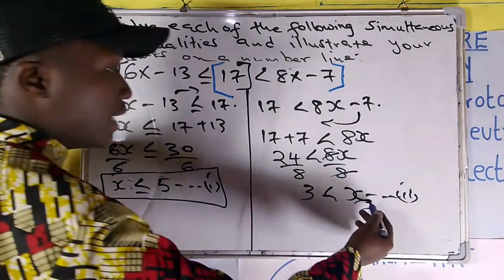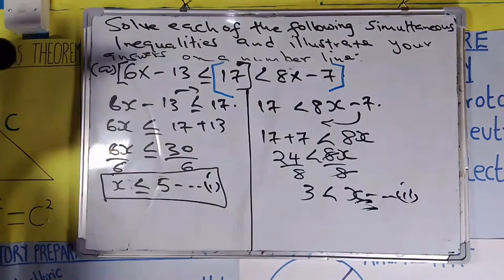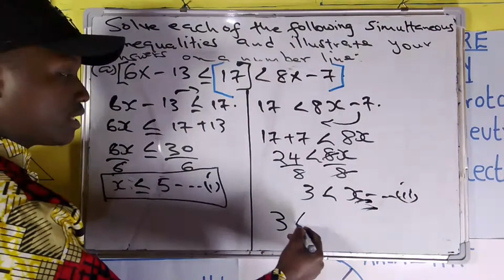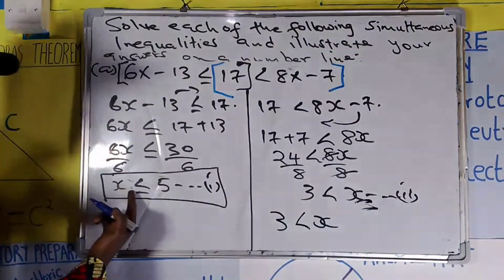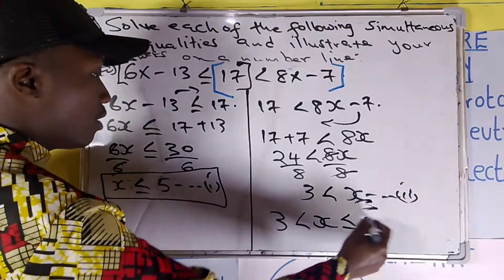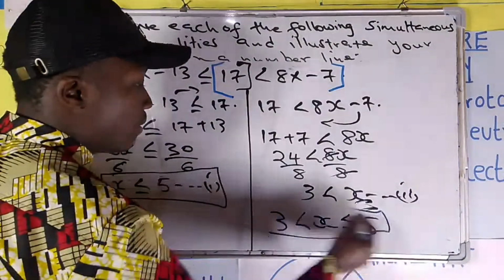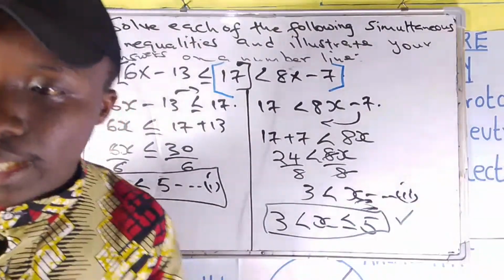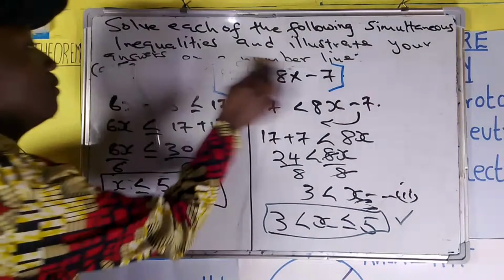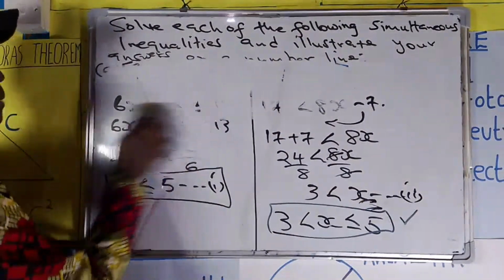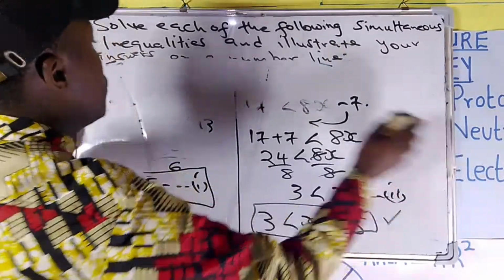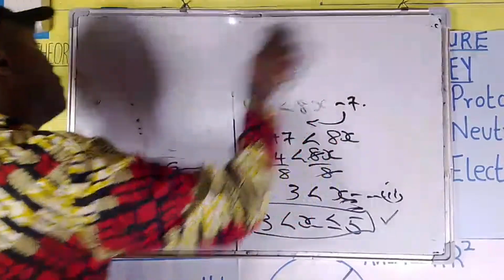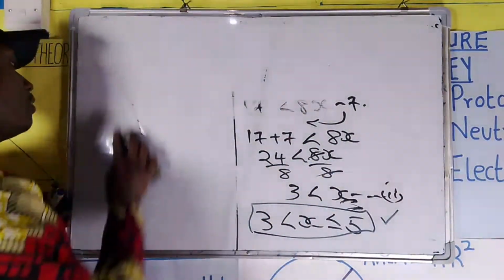So once we get 3 is less than or equal to x, what we are going to do now, we combine both of them. So tunaweza anza na hii ndogo, 3 is less than or equal to x. Nayo hapa x is less than or equal to 5. So tumeiweka hiyo yote. So can you be able to represent that on a number line? Try representing that on a number line. I won't need to do that work.